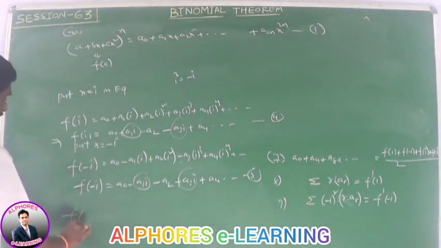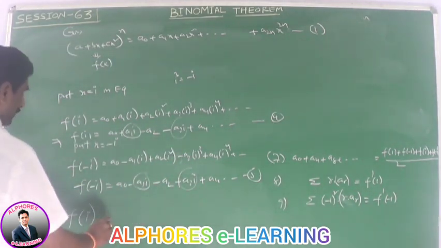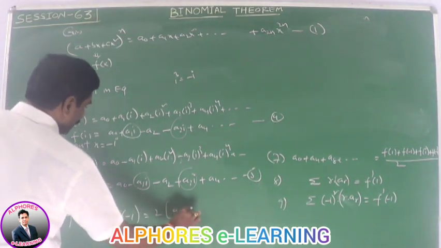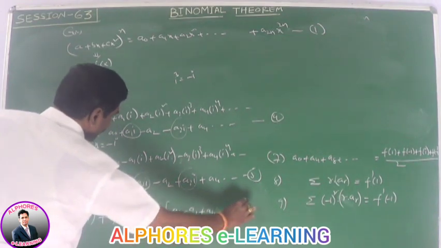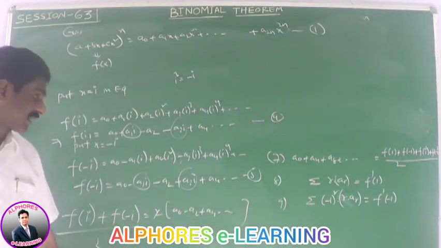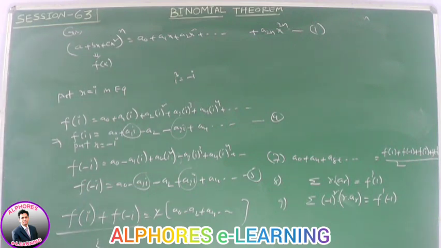That means f of i plus f of minus i is equal to 2 into a0 minus a2 plus a4 minus, and so on. So, move this value to LHS. Therefore, a0 minus a2 plus a4, and so on, this value is equal to f of i plus f of minus i by 2. Okay? Next, please note this value.